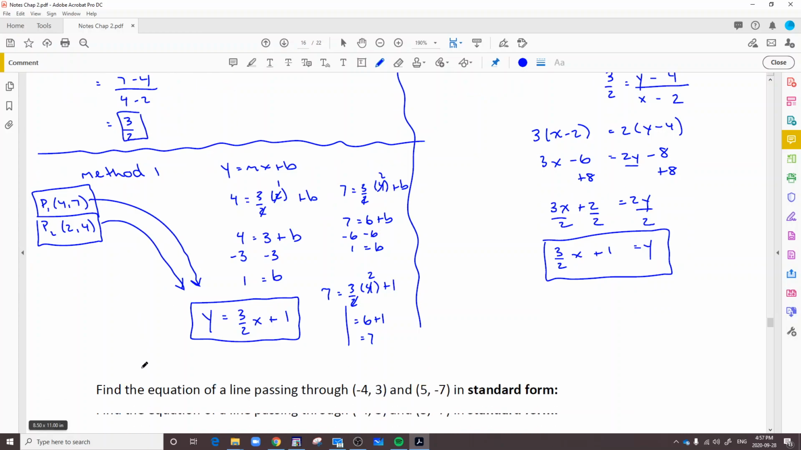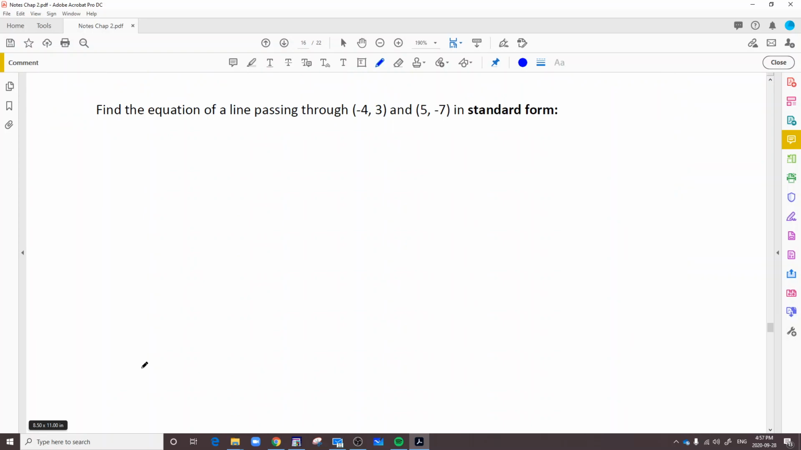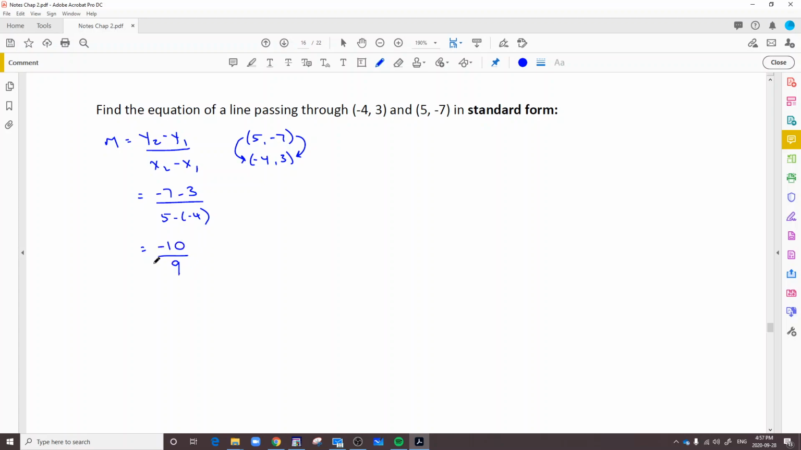All right, let's try another one. So pause the video, try this one on your own. No matter what, your first step is to find slope. Slope is found by taking the change in the rise over the change in the run. I like putting my points because it just makes me do it right. So I'm going to do my change in my y's: -7 minus 3. Then over 5, take away -4, which gives me -10 over 9, which is my slope.